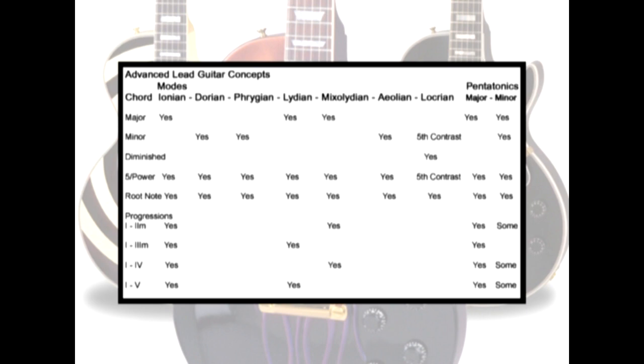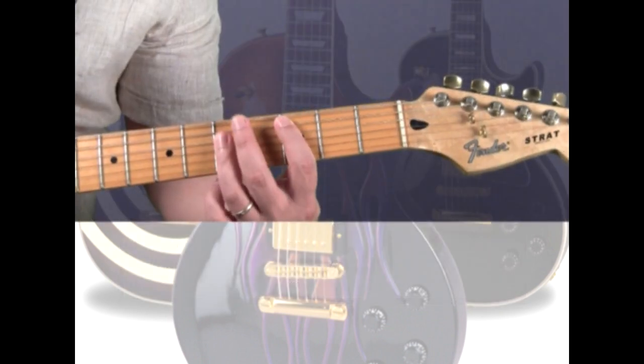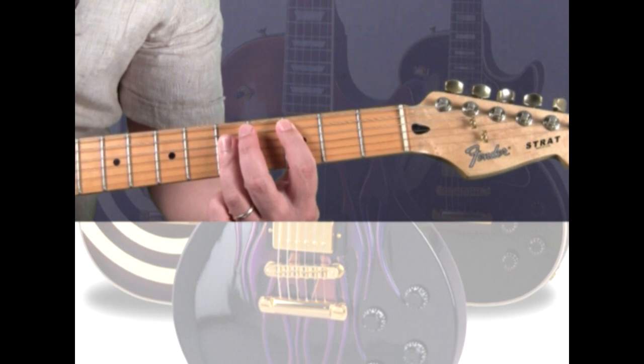To the right of the chords, you see the word yes in the Ionian and again in the Mixolydian mode columns. And all the way to the right under the pentatonic column, you see yes for the major pentatonic, and some, which means sometimes, for the minor pentatonic. In the key of C, that would be a C major to D minor chord progression.